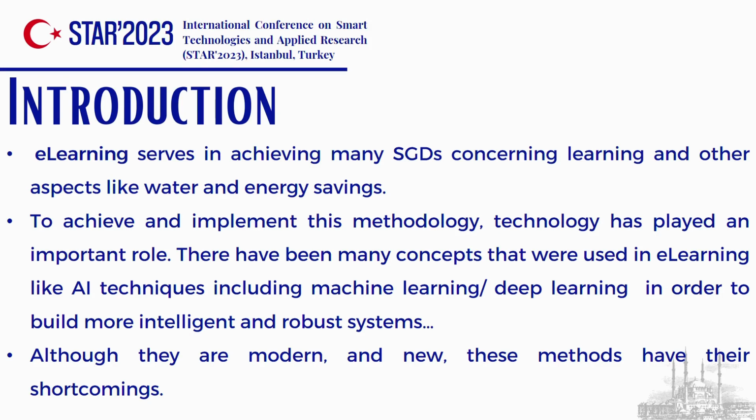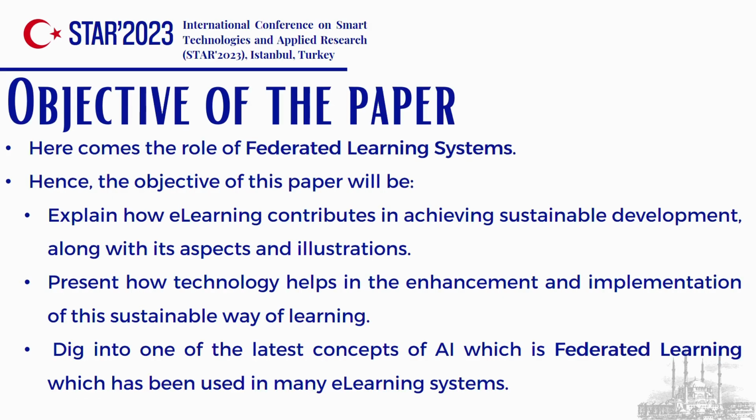And in order to achieve and implement this methodology, which is e-learning, technology has played an important role. In fact, there have been many concepts that were used in e-learning, including artificial intelligence techniques like machine learning and deep learning, in order to build more intelligent and robust systems. However, although these methods are modern and new, they have their own shortcomings. And here comes the role of federated learning systems, because they came to overcome the shortcomings of the previous methods, which are ML and deep learning methods.